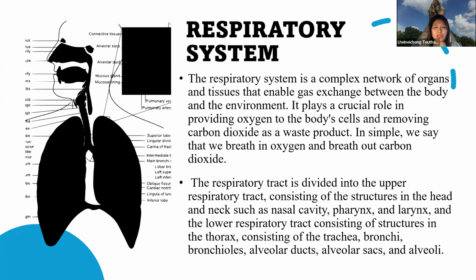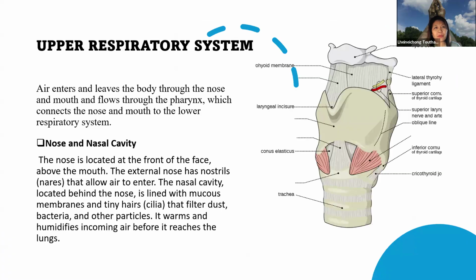And we also see in this picture, the upper respiratory tract consists of the head and neck, such as nasal cavity, pharynx, and larynx, and the lower consists of thorax, which are consisting of the trachea, bronchi, bronchioles, and alveolar ducts, alveolar sacs, and alveoli. So today I want to narrate some of the upper respiratory system and the lower respiratory system, where they are located, and some of the functions.